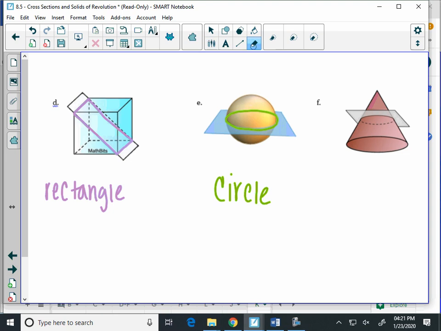I don't know why my C's look like E sometimes. There, circle. And then in F, again, if we use that tracing method, I trace along where the plane is hitting the cone, and the 2D figure that I get when I trace is a circle. You can also use the method that the plane is parallel to the base of the cone, and the base of a cone is a circle.